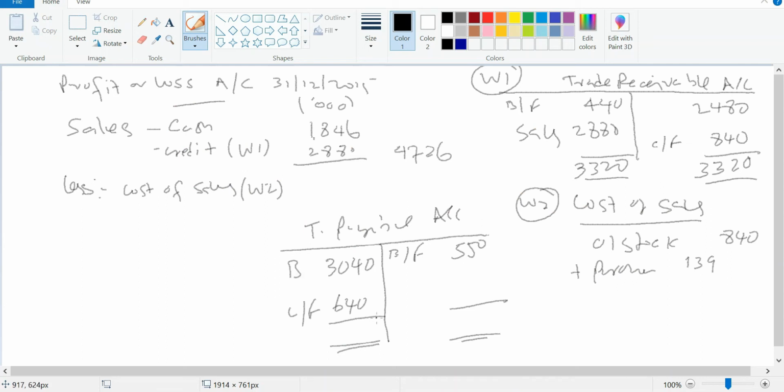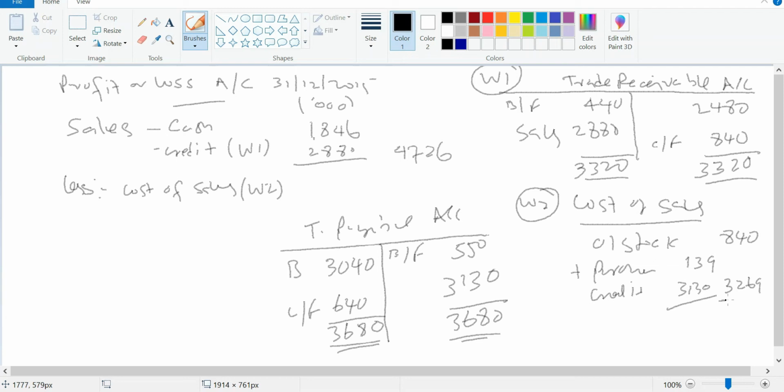This is the bank account. So how much is this? 3,680. So the balance will be 3,130. This is credit purchases, 3,130. So if you add this, it is 3,269, no?